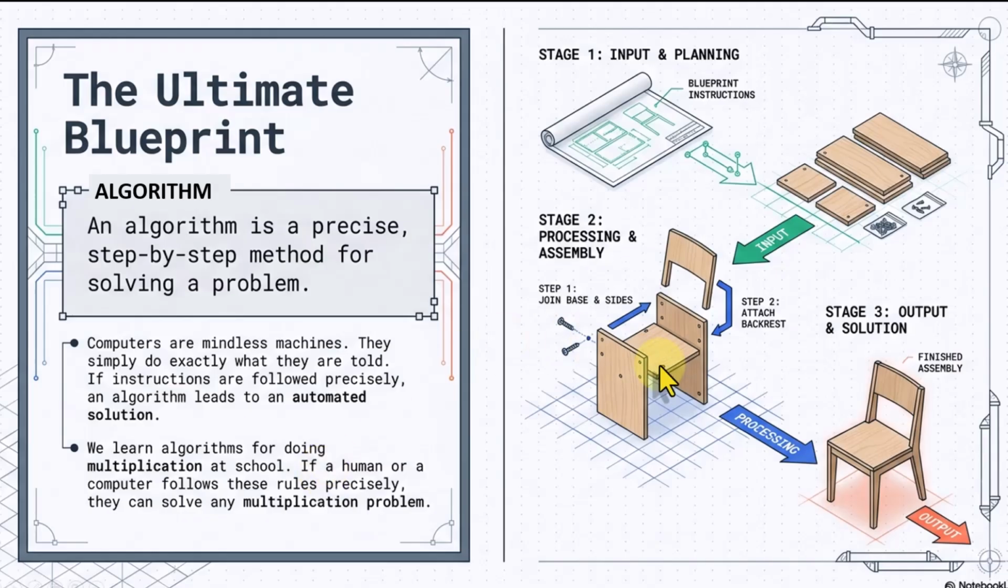An example of that: stage one, input and planning. These are your inputs, things that you need to do. Then stage two is processing and assembly. Step one, for example, join the base and seat. Step two, attach the backrest. And stage three is output and solution, where you show the finished assembly. So we have the input, processing, and output model here. Clear?